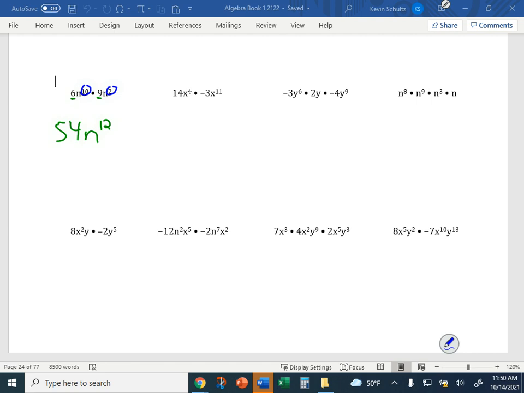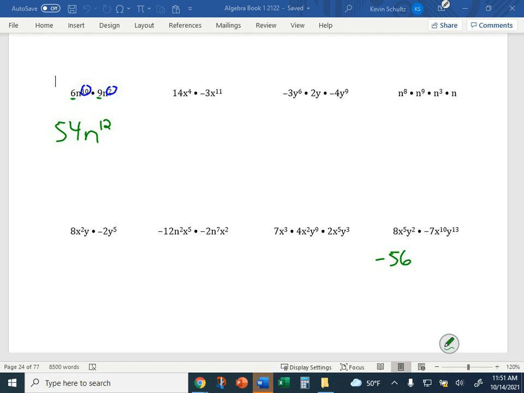Aiden. The last one on the third row. Sure. 8x to the 5th y squared times negative 7x to the 10th y to the 13th. First of all, coefficients. Do we have any, and what are they? John? 8 and negative 7. What do they multiply to be? 8 times negative 7. Anybody? Good. Negative 56.